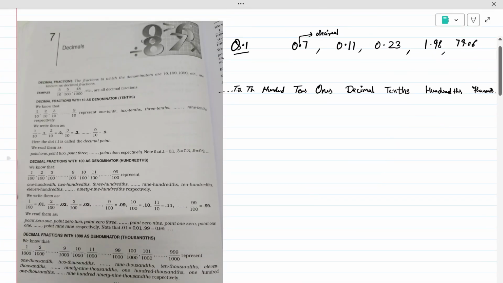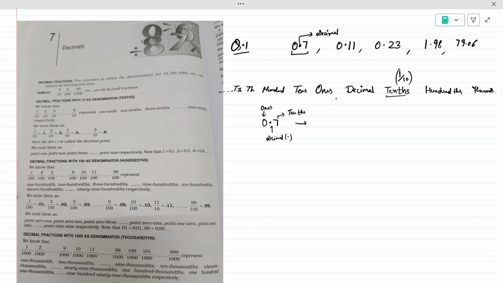Let's take the example of the number 0.7. At the ones place we have zero, so there is nothing at the ones place. Then we have a decimal, represented with a dot, and then we have 7. What is the place value of this 7? This 7 is at the tenths place, and a tenths place is represented as 1 by 10.